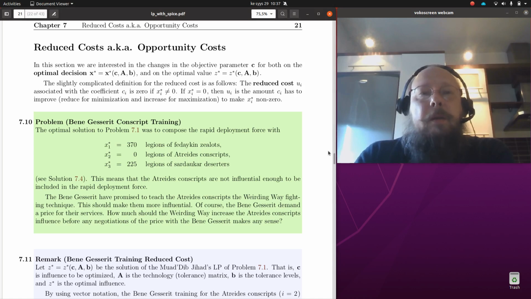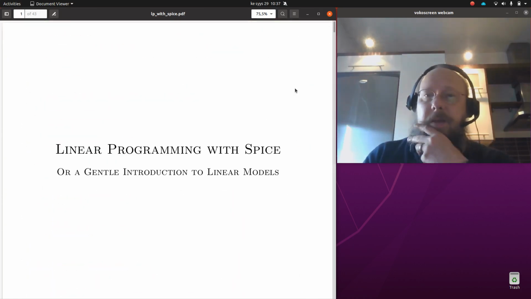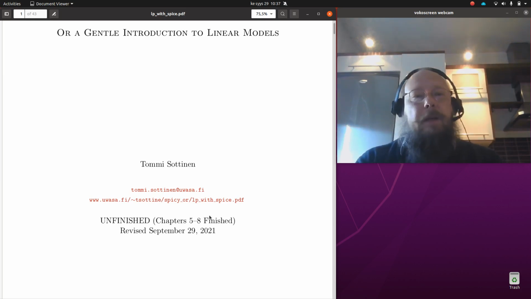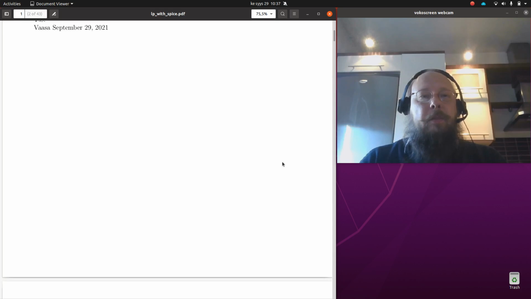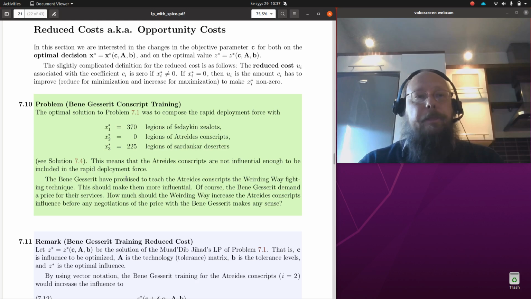So maybe before going on I'll point out that yes, these notes are still under preparation. They were revised on September 29th, and chapters 5 to 8 are finished at this point. So we are in chapter 7, and we are looking at reduced costs, also known as opportunity costs.